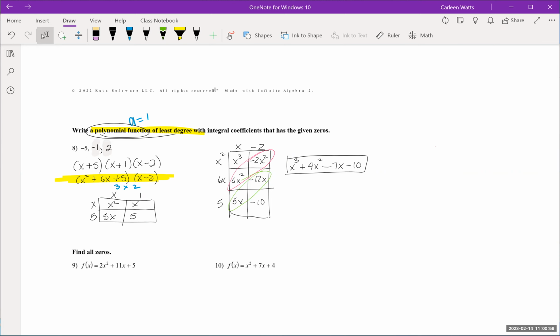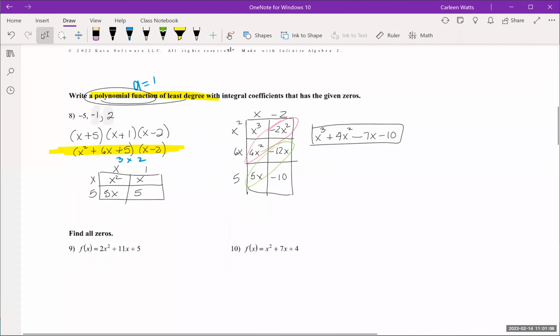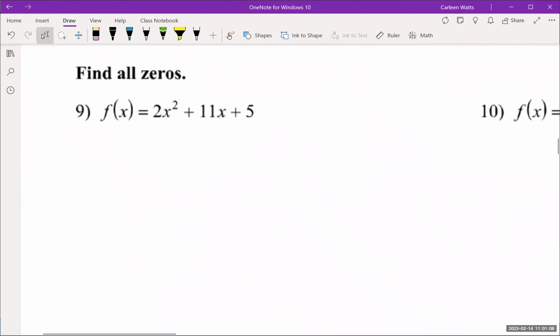Okay. Reach your hands above, get some oxygen going to your brain before we do the next problem. Okay. Find the zeros. Take the f of x, replace that with a 0, and solve. Okay, think about what we're going to do to solve. I'll be right back.